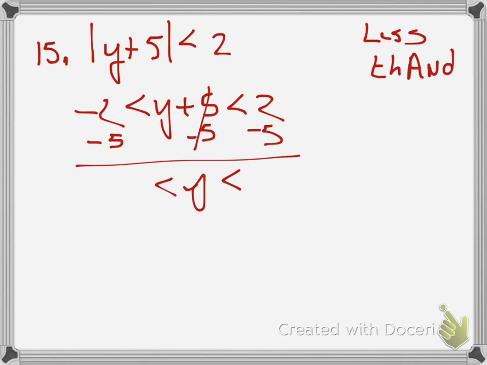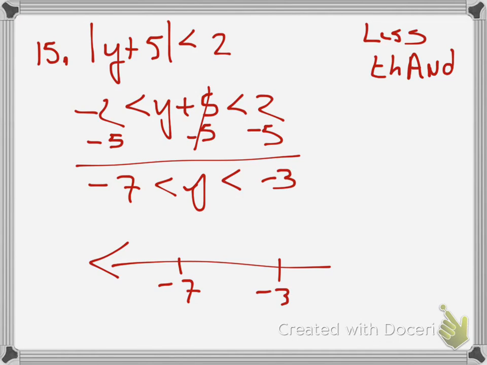Cancels. Y is going to be between negative 7 and negative 3. Negative 7, negative 3, and shade in between. So negative 7, interval notation, negative 3, parentheses.